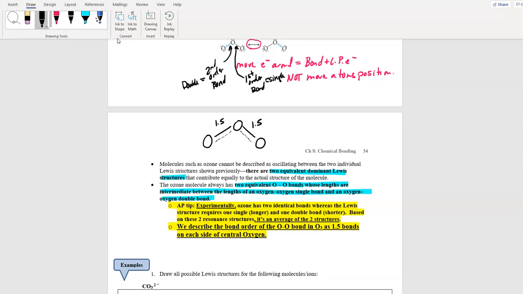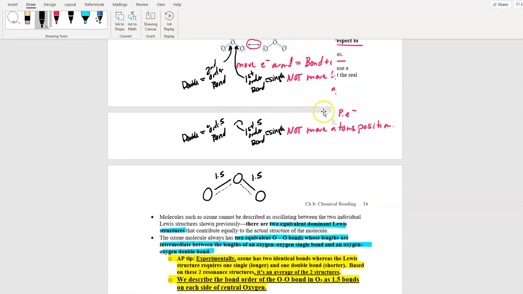So instead of telling me you have a second order on one side and a first order on the other, remember, it's a blend. It's a hybrid in between the 2 structures. It's a blend of the 2. So one side is not more dominant than the other because it could be on either side.